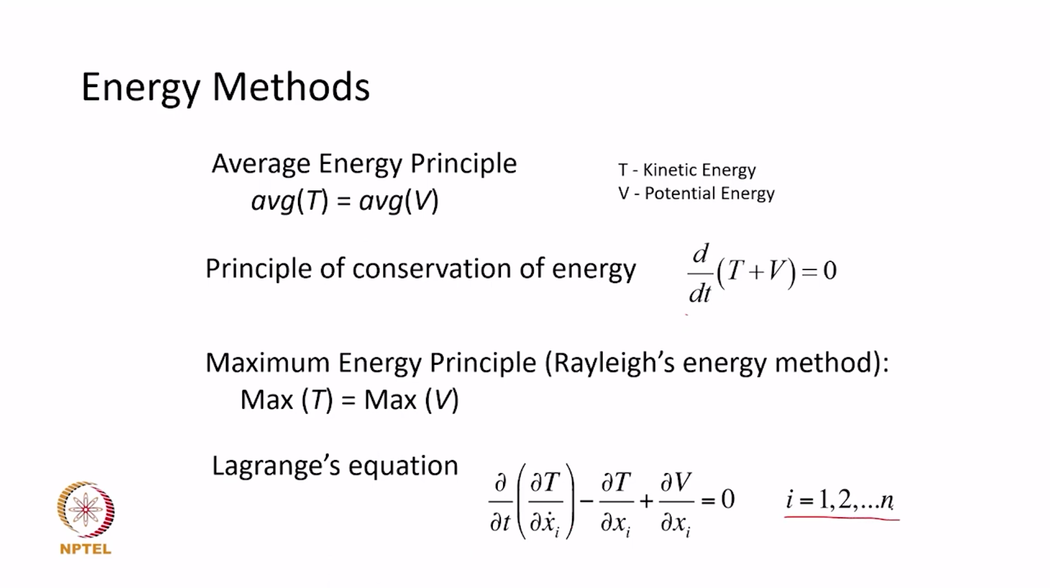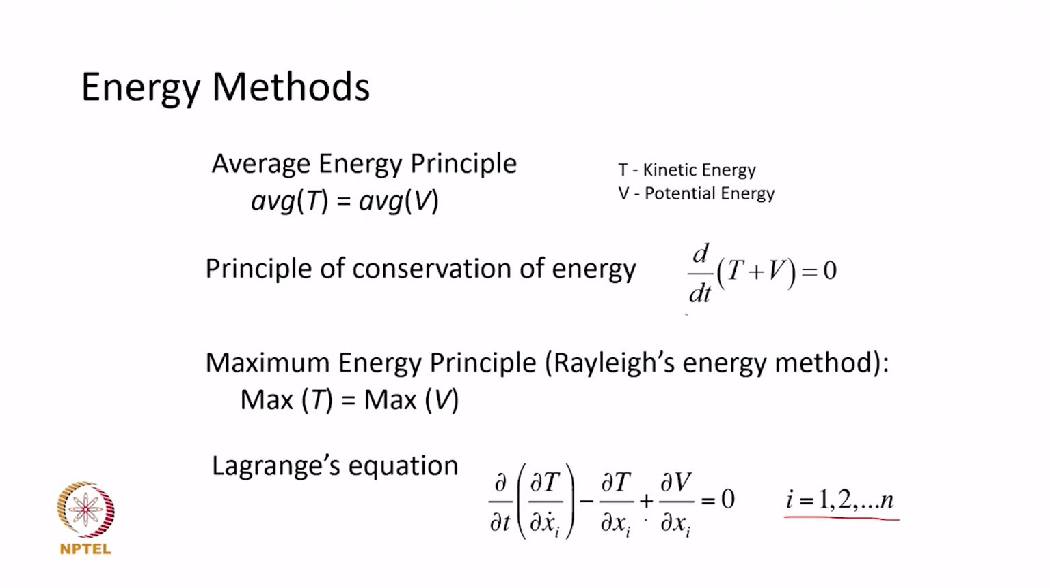For a single degree of freedom system, of course, the equation becomes very simple, in that there will be only one degree of freedom, so only one generalized coordinate, maybe x. So, d by dt of dT by d x dot, minus dT by dx, plus dV by dx is equal to 0. That becomes the Lagrange's equation, and if you take these derivatives, finally you will get the governing equation of motion.